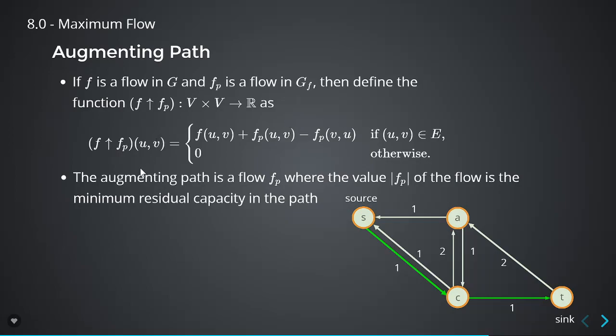So basically, the augmenting path, this green path here, is a flow in the residual network. So that's what we're doing. We're trying to find a flow in the residual network, and then we're using that flow to improve the flow that we have. Because this flow will have a value. So if I have a flow here, how much can I improve the flow in our flow network? Well, by the value. And what is the value?